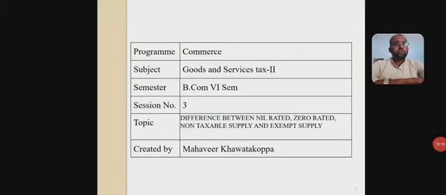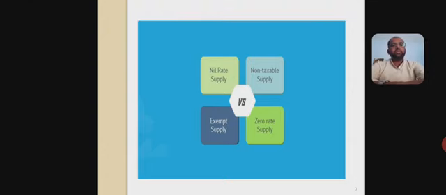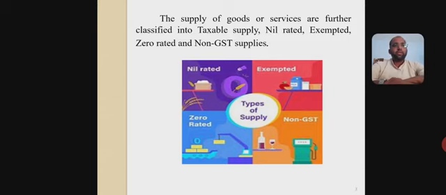Hello everyone, welcome back to my next session, that is the difference between nil rated, zero rated, non-taxable supply and exempted supplies. See, this is the difference between nil rated, non-taxable supply, zero rated as well as exempted supplies. Here there are different types of supplies: one is nil rated, second is exempted, third is non GST, and fourth is zero rated.